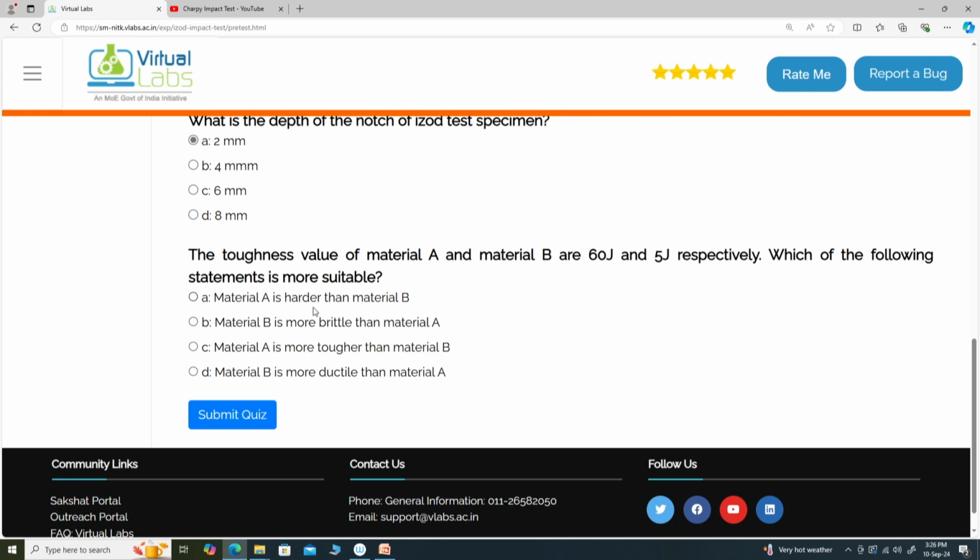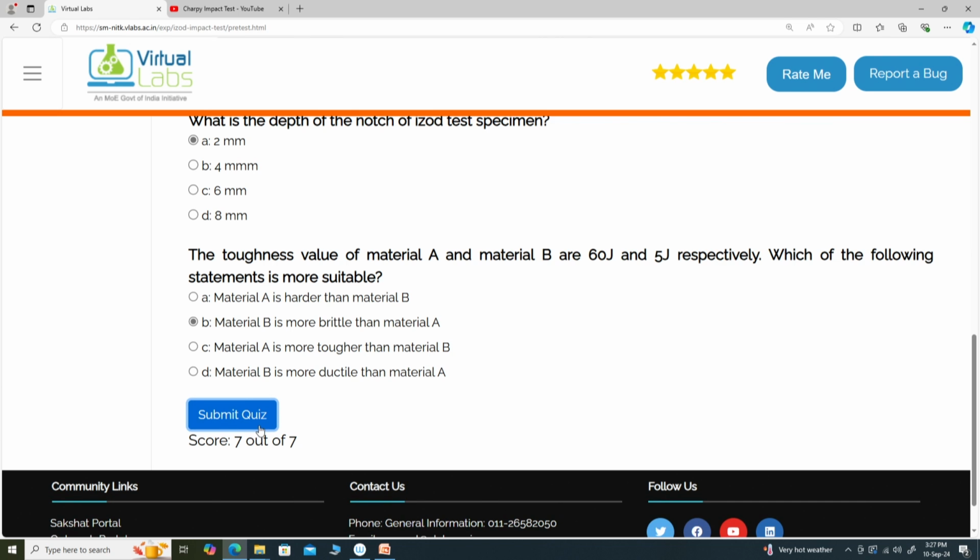Material A is harder than material B. Material B is more brittle than material A. Material A is tougher than material B. Material B is more ductile than material A. Here, because we have the toughness value, we can talk about the brittleness. So here I will put it as material B is more brittle than material A. Let me submit. I got 7 out of 7.